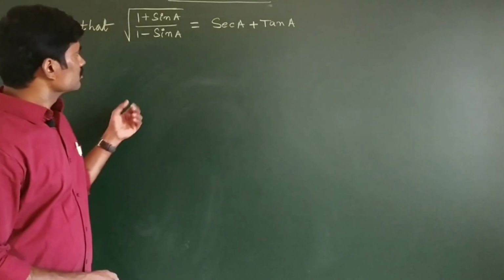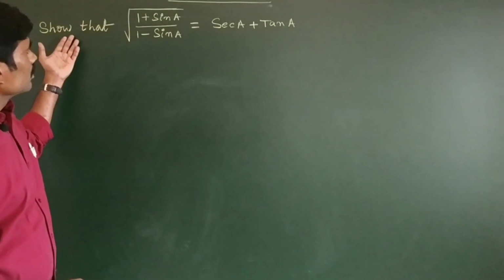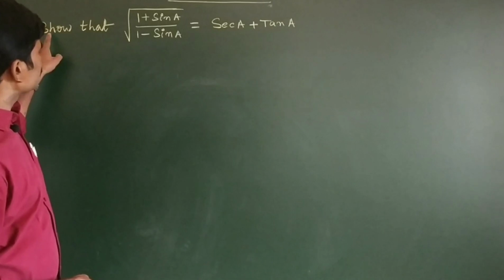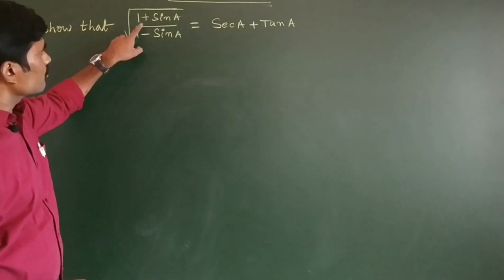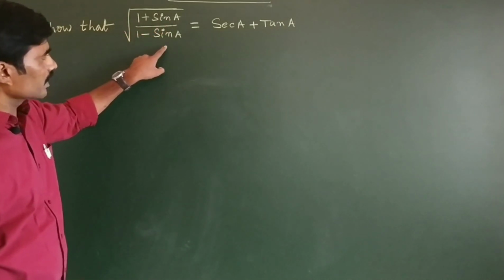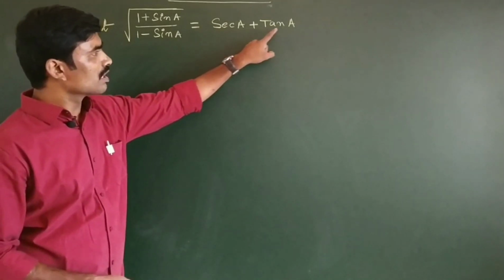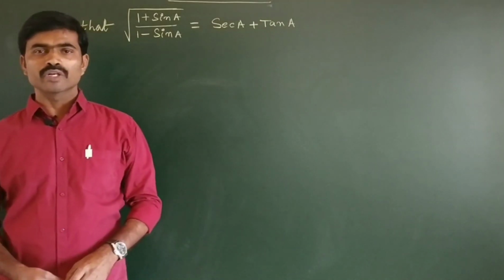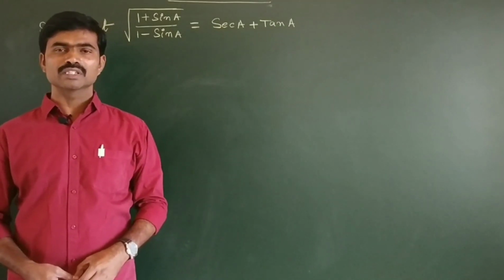In this video, we will learn how to solve this problem. That is, show that square root of (1 plus sin A) by (1 minus sin A) is equal to secant A plus tan A. This is an important problem of trigonometry for the 10th class.